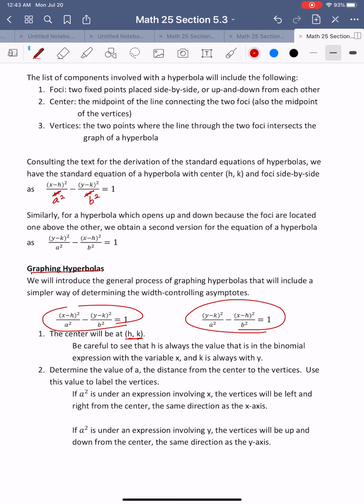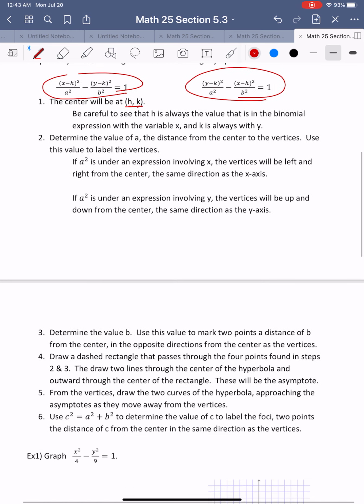Number 2, determine the value of a, the distance from the center to the vertices. Use this value to label the vertices. If a square is under an expression involving x, then the vertices will be to the left and right of the center, the same direction as the x-axis. If a square is under the expression involving y, the vertices will be up and down from the center, the same direction as the y-axis.